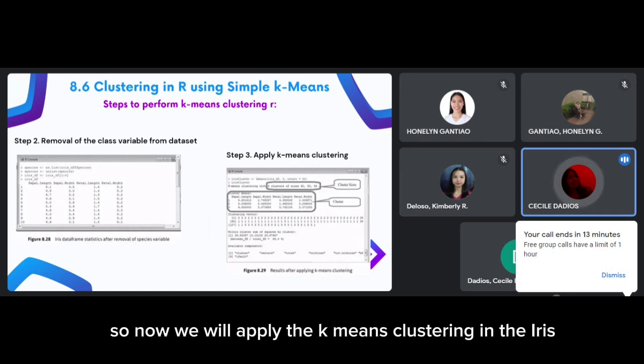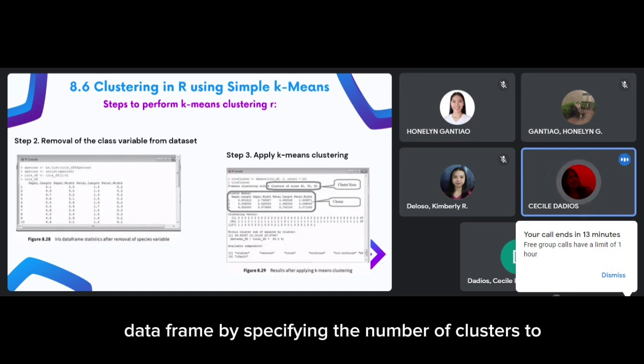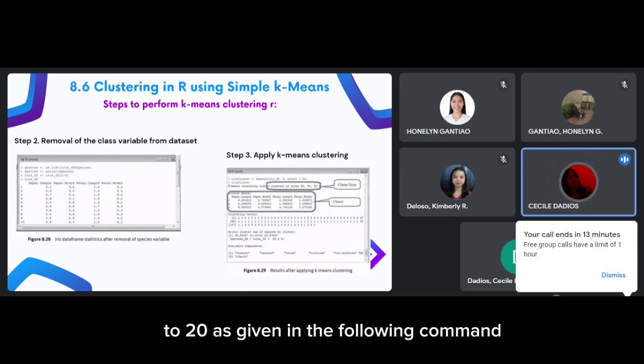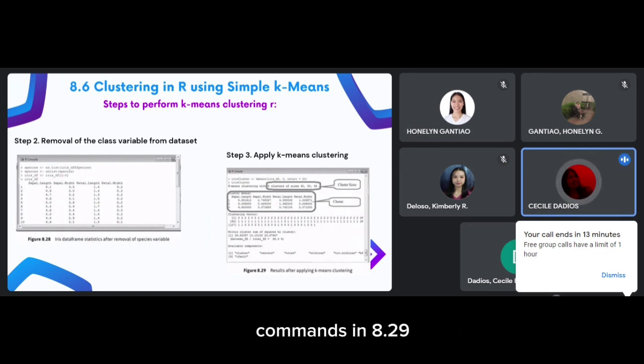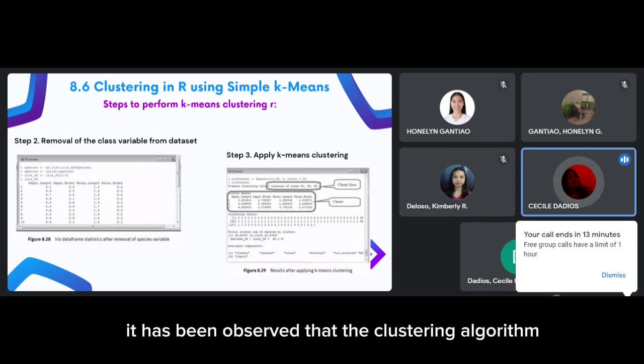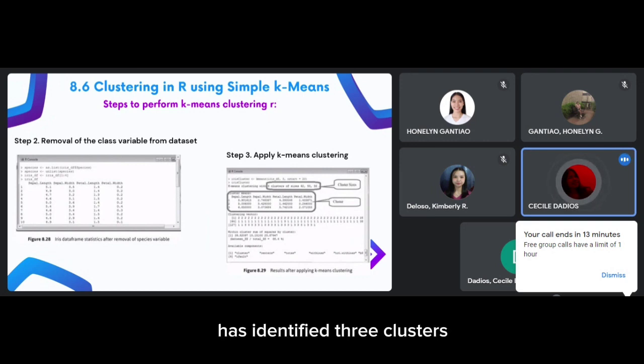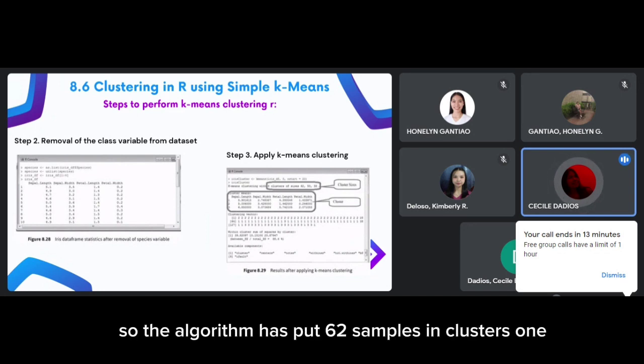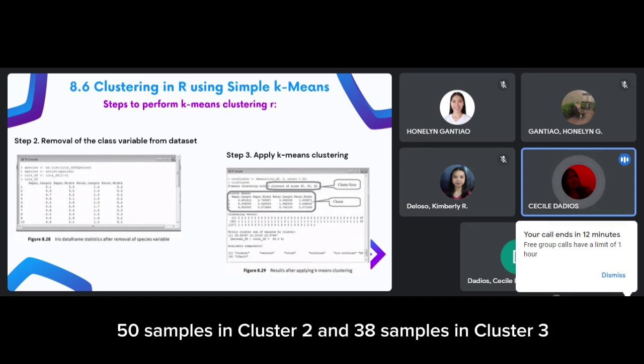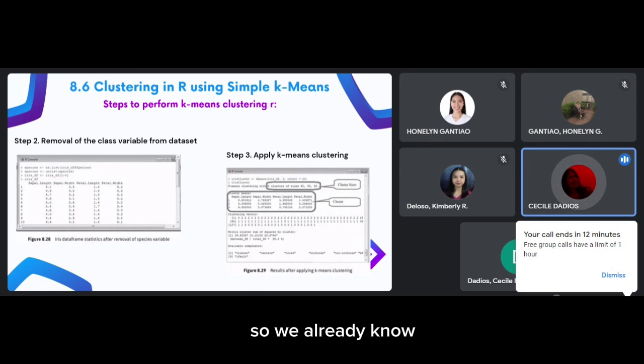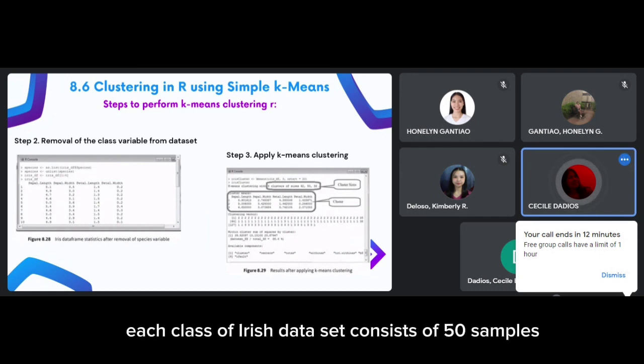So now we will apply k-means clustering on the iris data frame by specifying the number of clusters to 3 and the number of iterations to 20, as given in the following command. So the output after running the commands is in 8.29. So from figure 8.29, it has been observed that the clustering algorithm has identified 3 clusters such as 1, 2, and 3. So the algorithm has put 62 samples in cluster 1, 50 samples in cluster 2, and 38 samples in cluster 3. So we already know each class of the iris dataset consists of 50 samples.